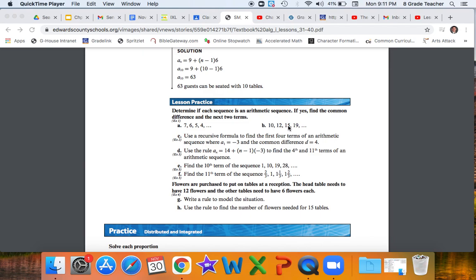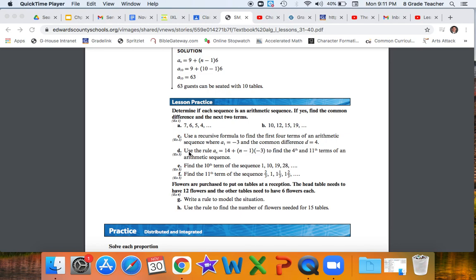In letters C and D, you're using the recursive formula or the arithmetic sequence formula to solve. Here in letter C, it says use a recursive formula to find the first 4 terms in an arithmetic sequence, where A1 is -3 and the common difference is 4. So here you'd have -3 plus 4 is 1, plus 4 is 5, plus 4 is 9, plus 4 is 13, and you could keep going using that formula.